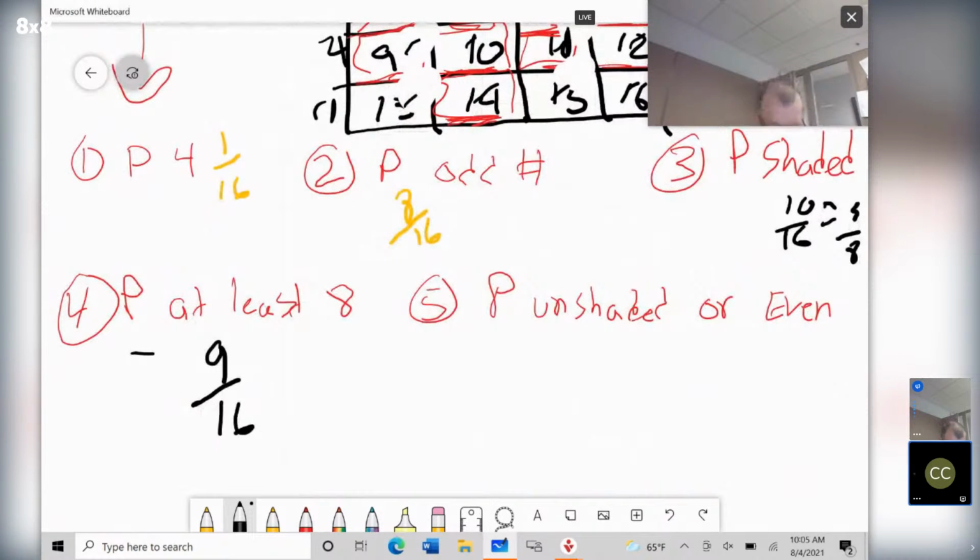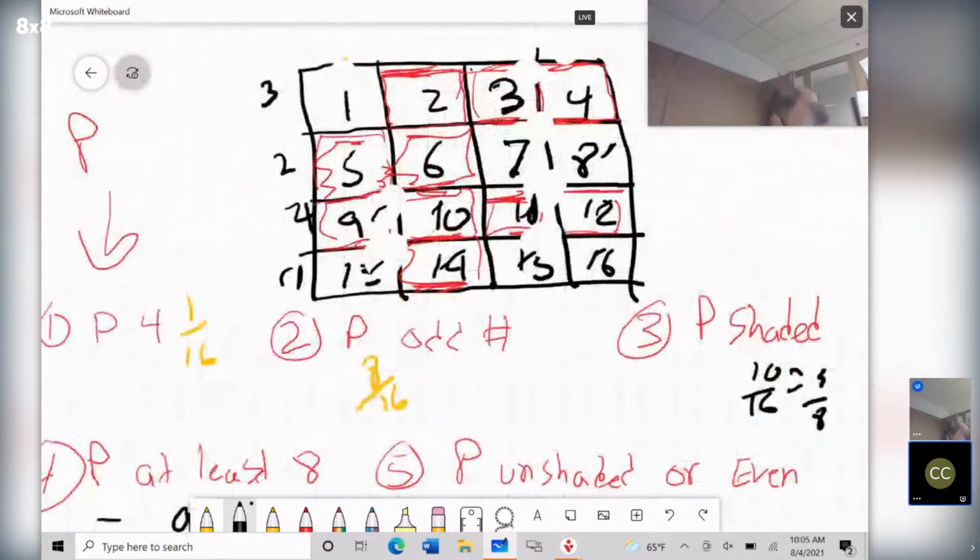And 5 asks how many of the numbers are unshaded. So we'll go back and look. And let me erase these. So in the first row, there's only 1 unshaded. The second, there's 2. In the third row, there's 0. In the fourth row, there's 3 unshaded. So that's going to be 6 out of the 16 are unshaded.